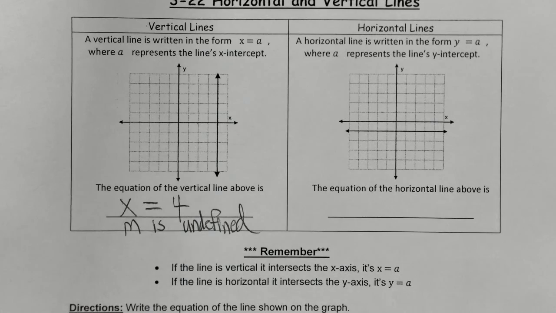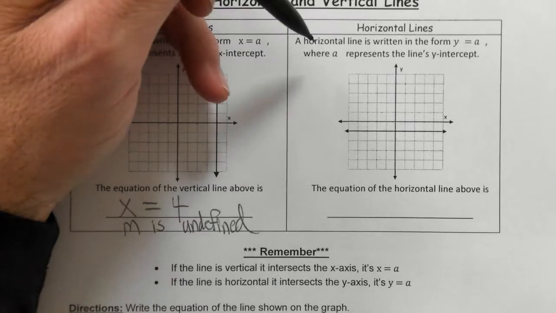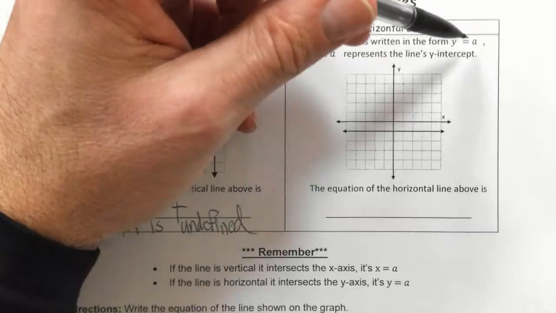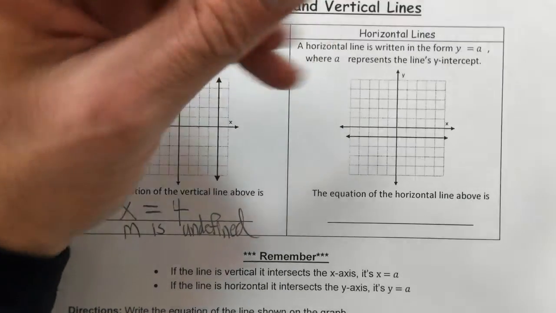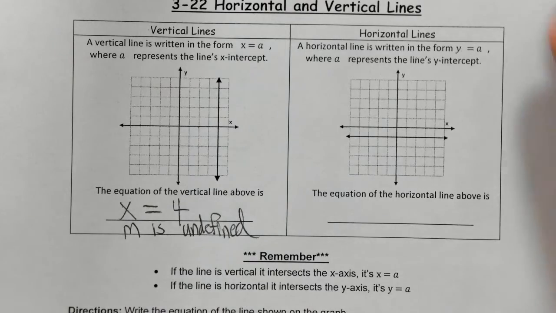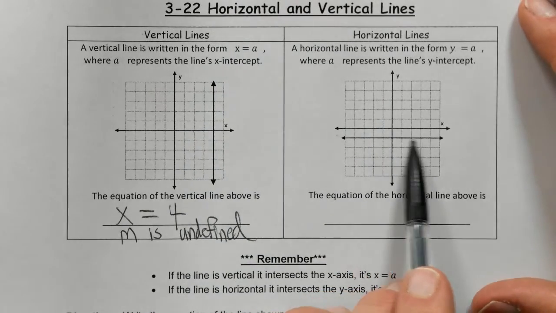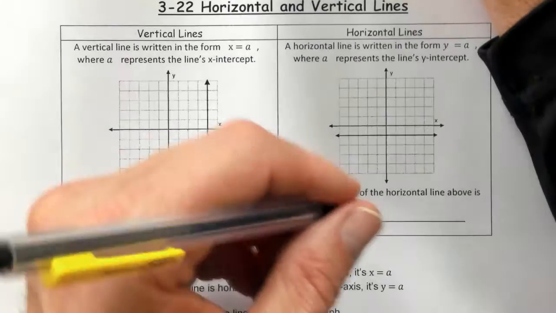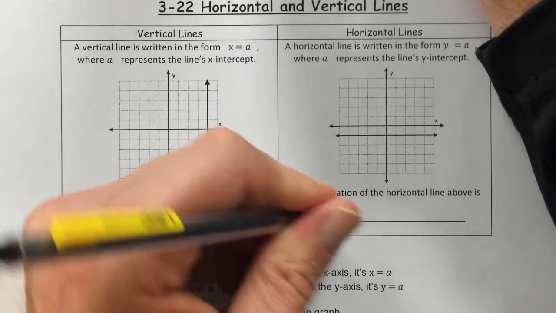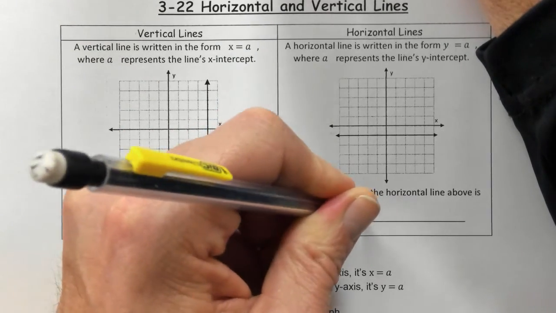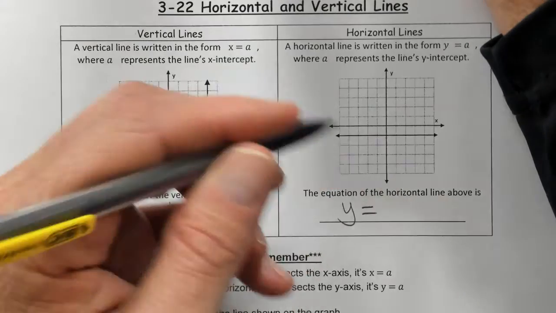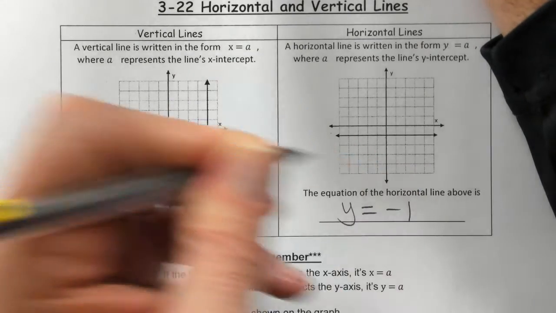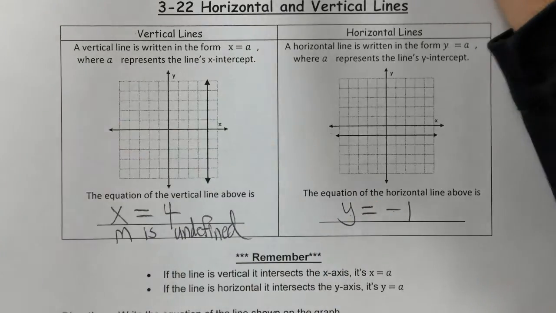All right. Now let's talk about horizontal lines. A horizontal line is written in the form y equals a, where a represents the line's y-intercept. So a horizontal line is going to cross the y-axis. Therefore, since it crosses the y-axis, the form is going to be y equals wherever it crosses the y-axis. In this case, it crosses at negative 1, so the equation is going to be y equals negative 1.